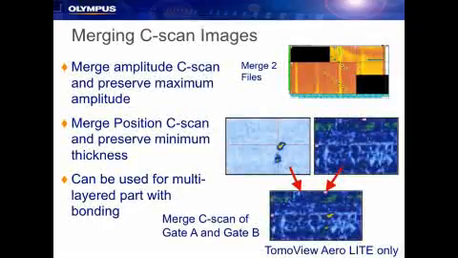We can merge C-scan images. These particular applications are aerospace, and you can see that you can take two different types of C-scans here. For example, a precision C-scan and a minimum thickness C-scan, and you can merge the two together to give you a multiple scan. This particular application is really only available on TomoView Aero Lite.